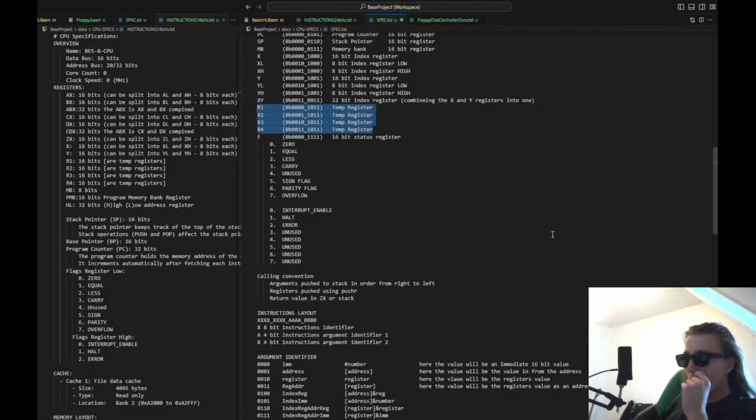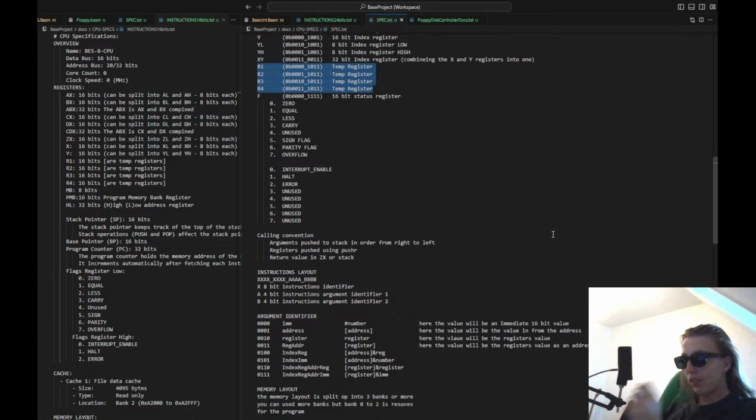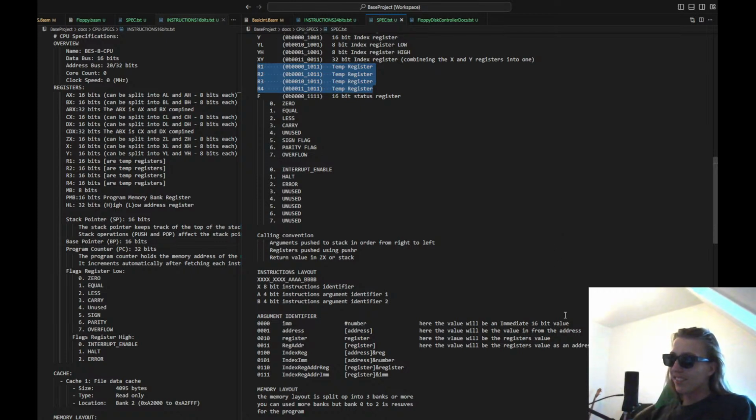But that also means that we now also have ourselves 2 more things. Well, at least 1 more thing, because we have ourselves an immediate 16-bit value. But now we also have an immediate 8-bit value.